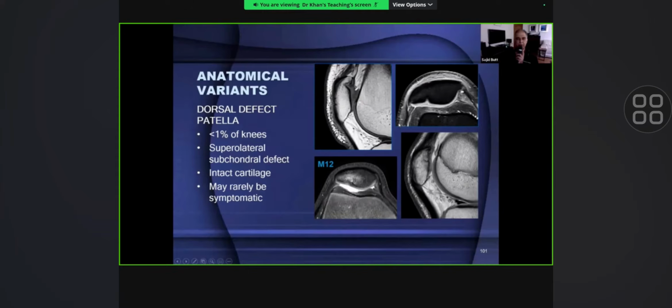There is another example called the dorsal defect of patella. So in this case, there is a deep surface cleft in the bone, which is covered by cartilage. This also tends to happen in the superolateral side of the patella. The overlying cartilage is usually intact, and that's what tells the difference between a normal variant versus a pathology in terms of a possible chondral defect.